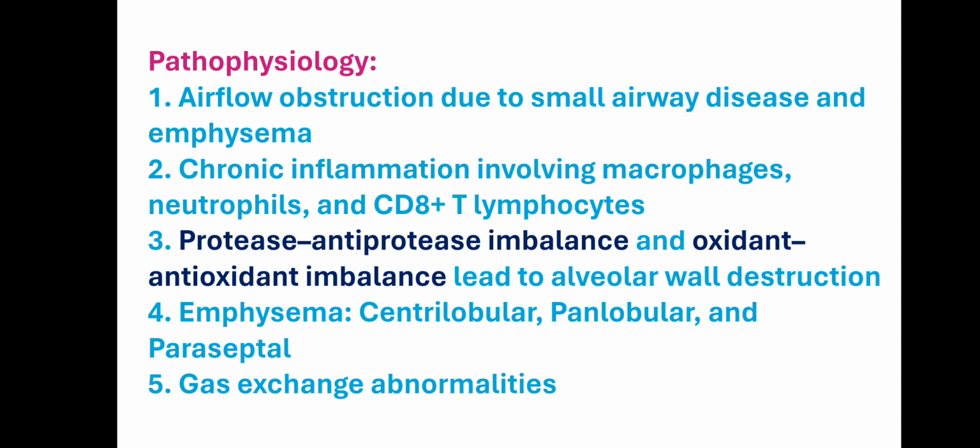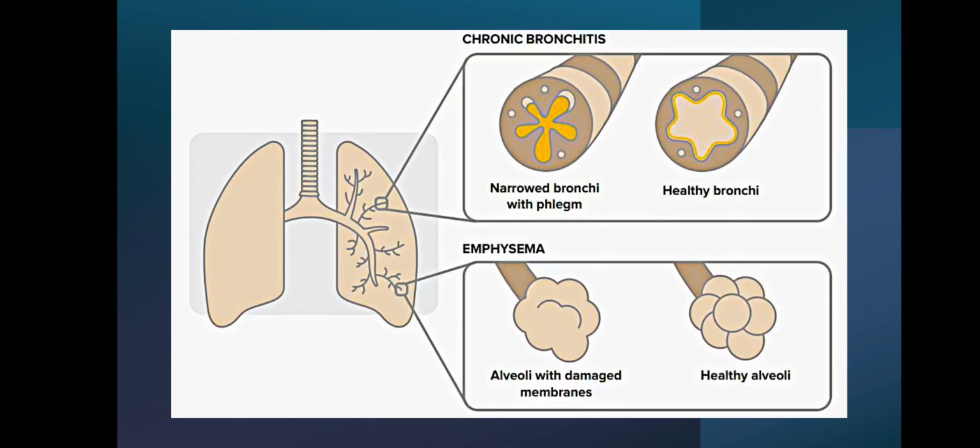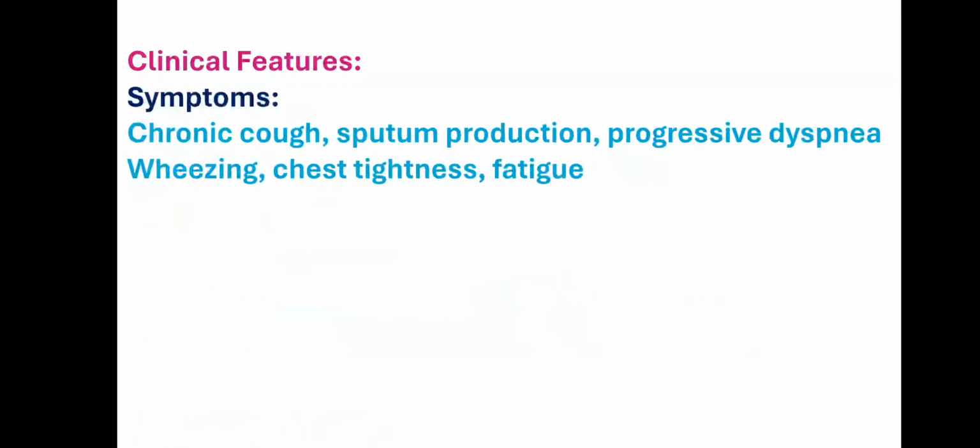Pathophysiology: airflow obstruction due to small airway disease and emphysema; chronic inflammation involving macrophages, neutrophils, T lymphocytes, protease-antiprotease imbalance; oxidant-antioxidant imbalance; emphysema, 3 varieties: centrilobular, panlobular and paraseptal; gas exchange abnormalities. This is the picture. Upper one is the chronic bronchitis with luminal narrowing, lower one showing the emphysema with interalveolar septal damage.